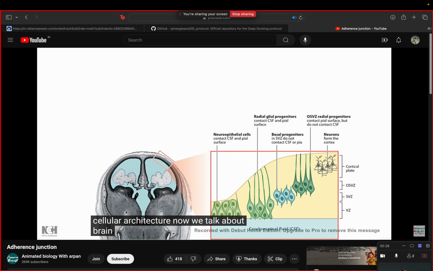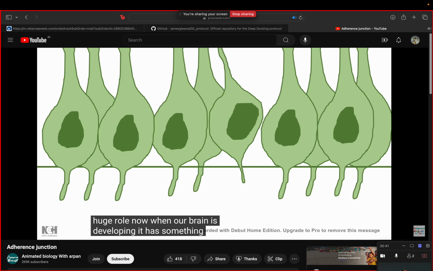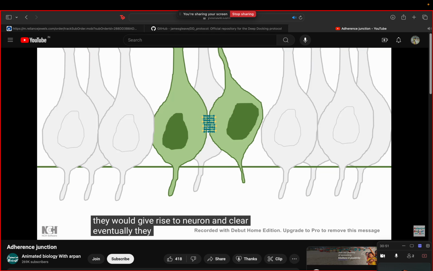Now we talk about brain development. In brain development, these adherens junction proteins, especially the cadherins, have a huge role. When our brain is developing, it has something called the ventricular zone. In the ventricular zone, there are mostly cells which are neuronal stem cells. They are progenitors. They would give rise to neurons and glia eventually. They are connected to each other by these adherens junction proteins, especially cadherin 2.